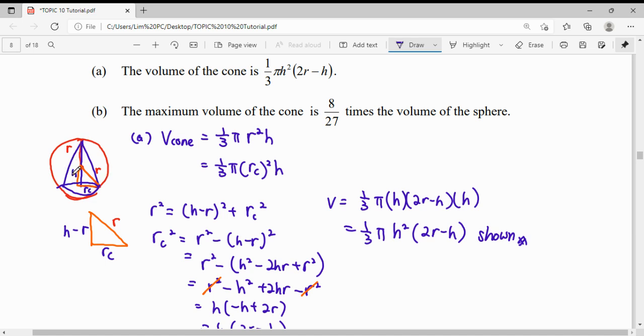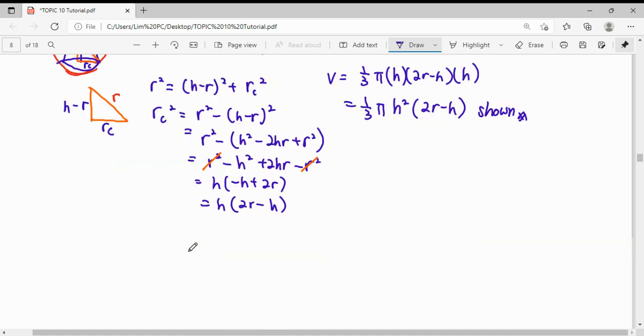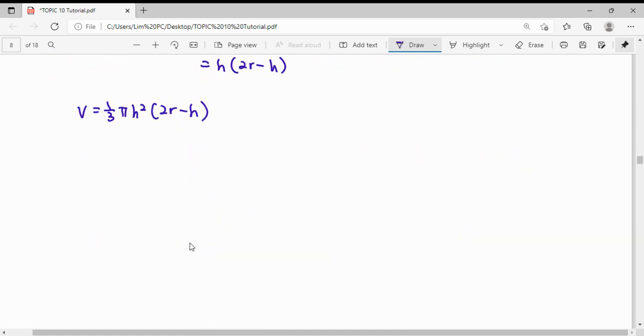The variables changing would be h and rc, but rc is already substituted in terms of h and r. So our r, referring to our sphere, is our constant, and our variable is h. Our constant is r because r is the radius of our sphere. So we're going to differentiate with respect to h.